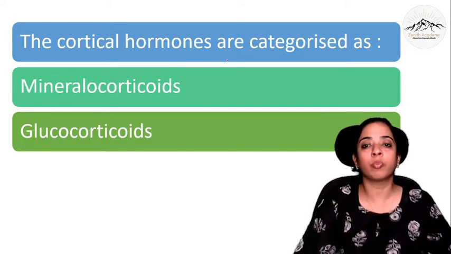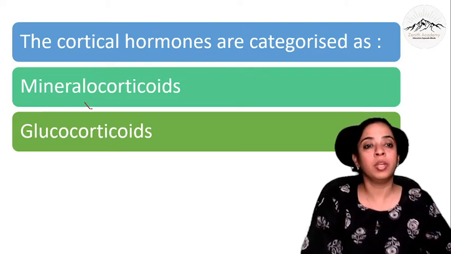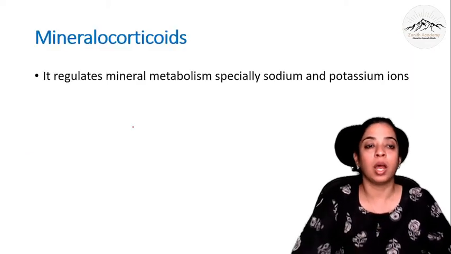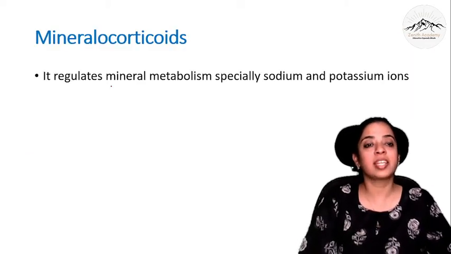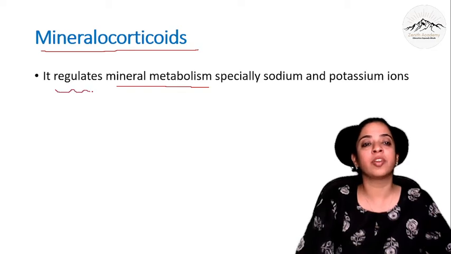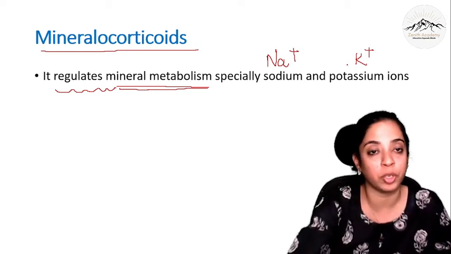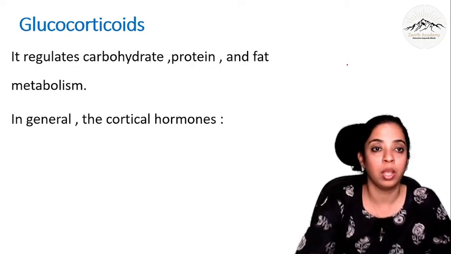So the cortical hormones are of two types, mineralocorticoids or glucocorticoids, right? Now, mineralocorticoids regulate the mineral metabolism. By the name itself we are understanding mineralocorticoids. So what is its function? It regulates the mineral metabolism, especially sodium and potassium ions. So in the metabolism of these two minerals, mineralocorticoids is useful.